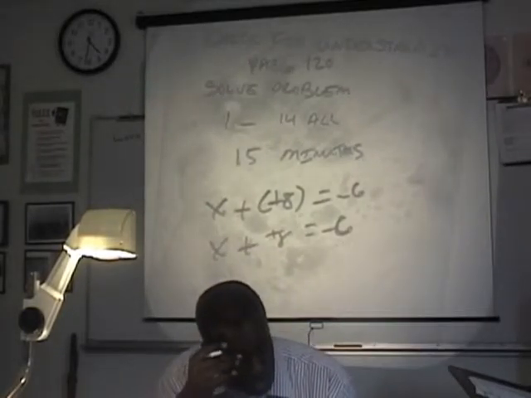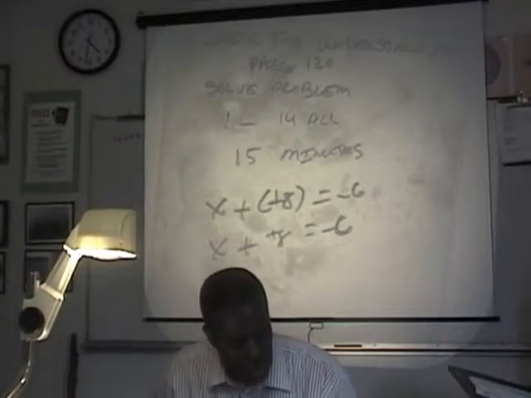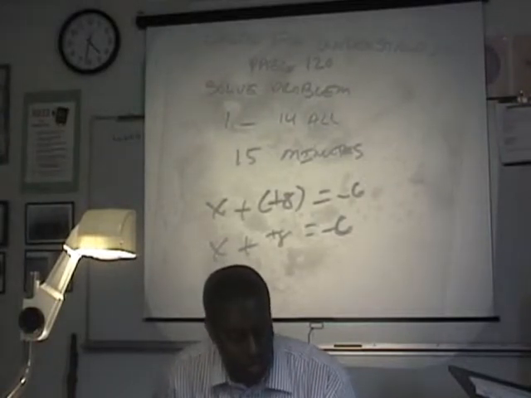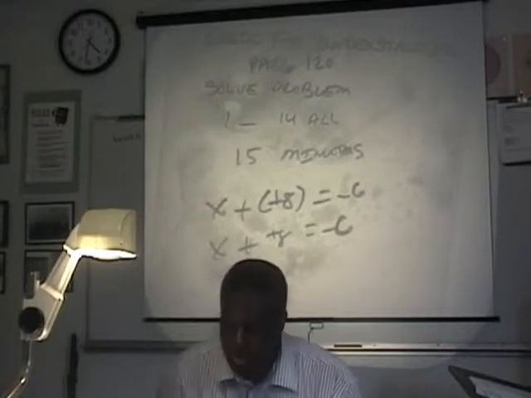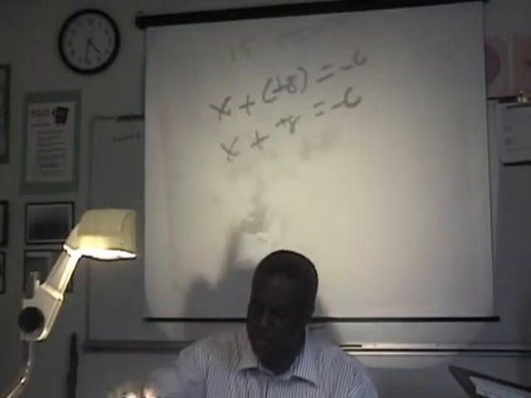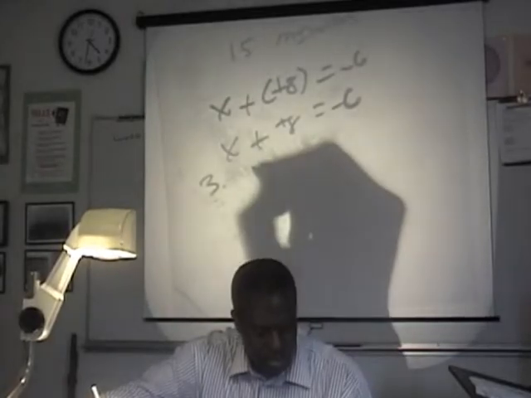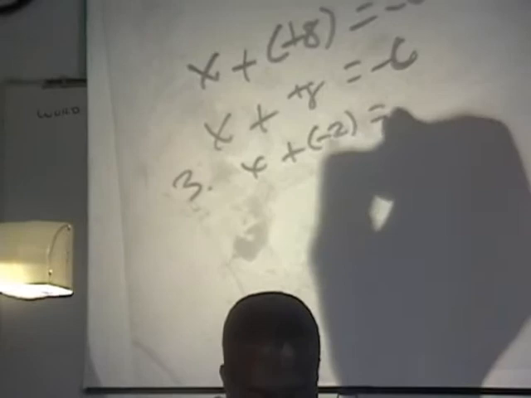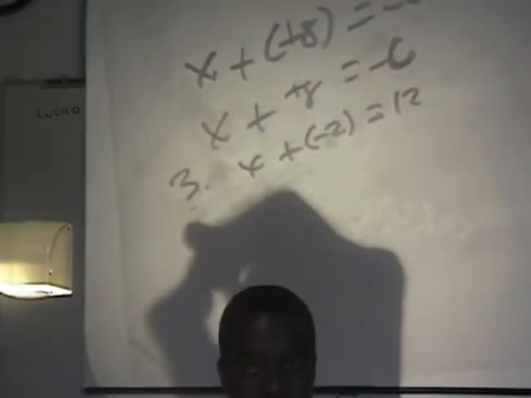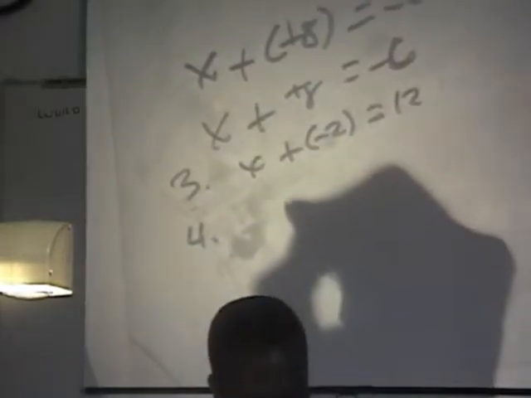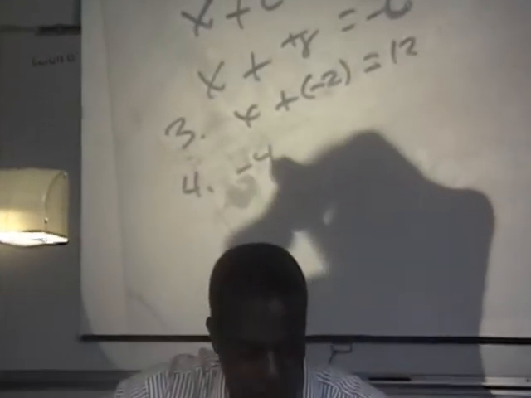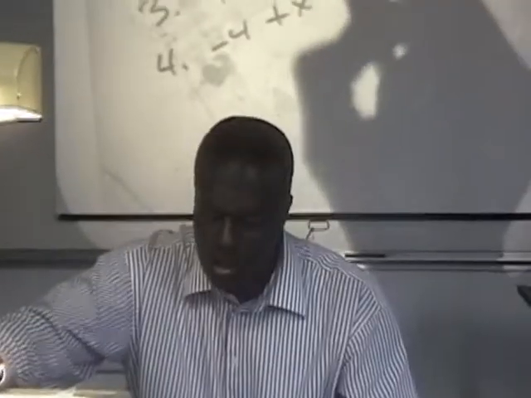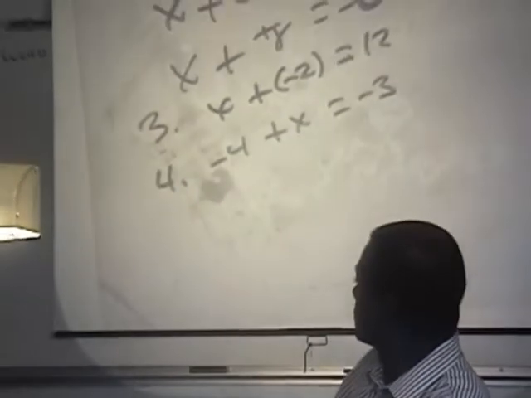Number 3. Write an equation for each model. Okay? What is the answer for number 3? You should have x plus a negative 2 equals 12. Very good. Let's go to number 4. Number 4, you should have negative 4 plus x equals negative 3. Let's get a better sheet here. That looks very, very bad.